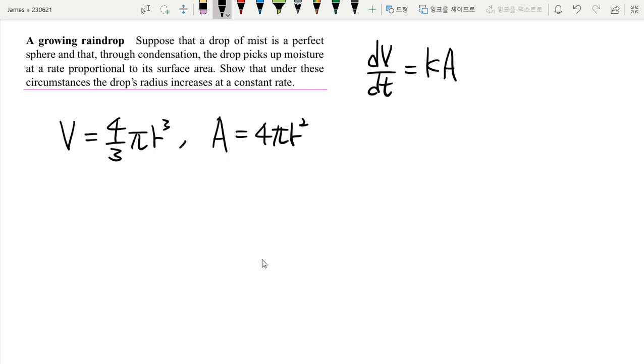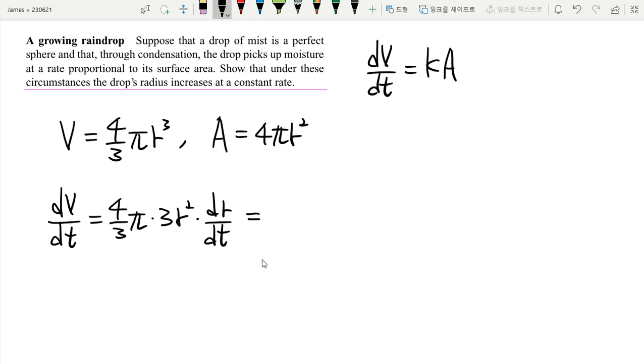So if we differentiate this volume equation, dV over dt is 4 pi r squared times dr over dt. We can change this 4 pi r squared to A, and because dV over dt is equal to k times the surface area, we can also cancel A. So that's why the rate of change in the radius is constant in this situation.